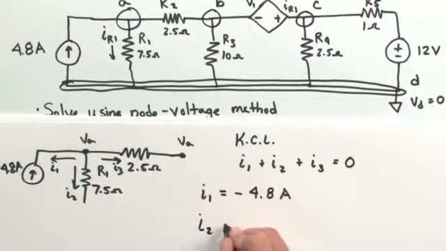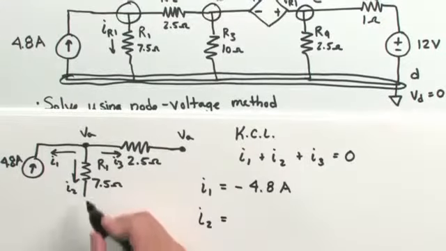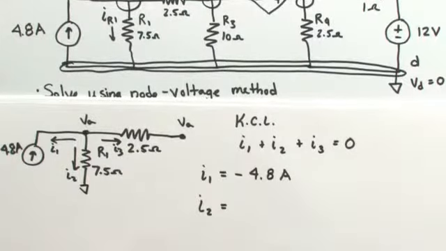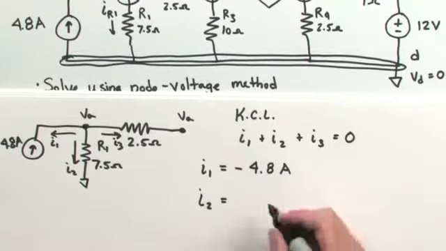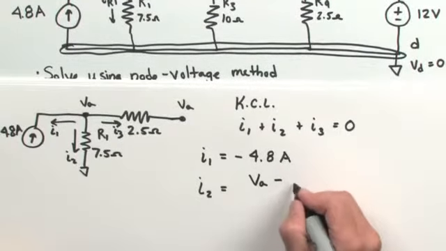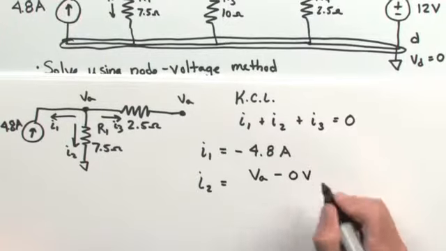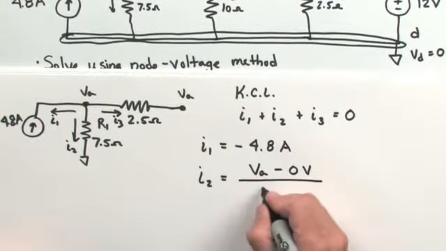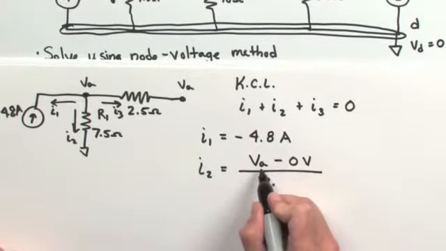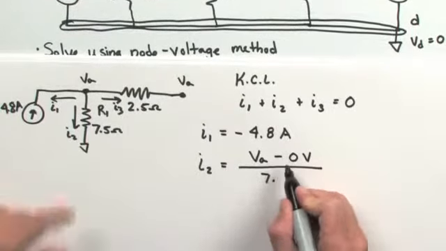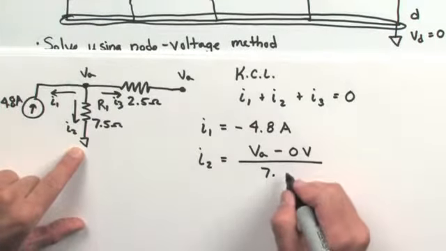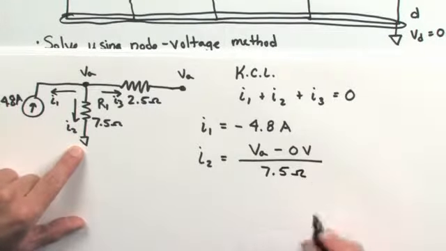For the current through path 2, right here, through resistor 1, we know that the bottom of this resistor is at a 0-volt potential. So I'm going to invoke Ohm's law: the current is equal to the voltage at node A minus the voltage at the other side of the resistor, which is 0 volts, divided by the resistance of R1, which is 7.5 ohms.